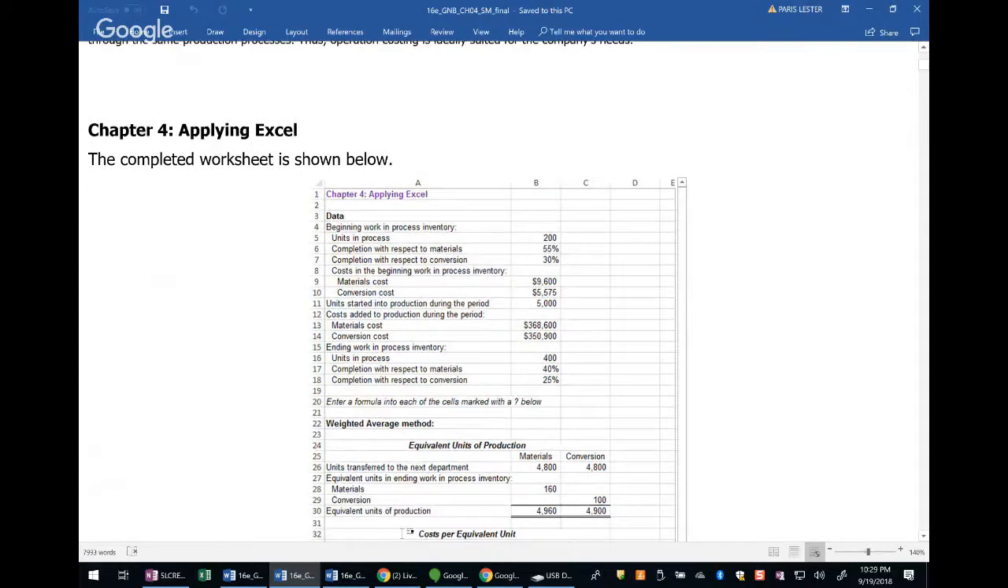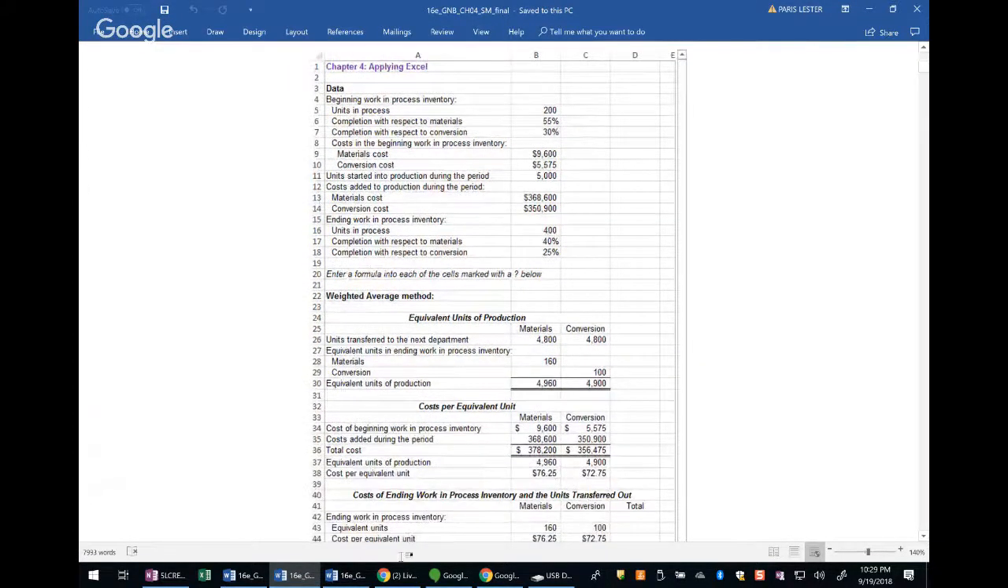But anyway, this is part 1. Information has to be given. Weighted average method of calculating units transferred out, 4,800. And equivalent units in ending inventory, 160. Now, where does this 4,800 come from? Units in process 200, which we don't worry about. Units started into production, 5,000. Now, units in ending inventory, 400. So what is 5,000 plus 200? 5,200. Subtract ending inventory, leaves you how much? 4,800 transferred out.